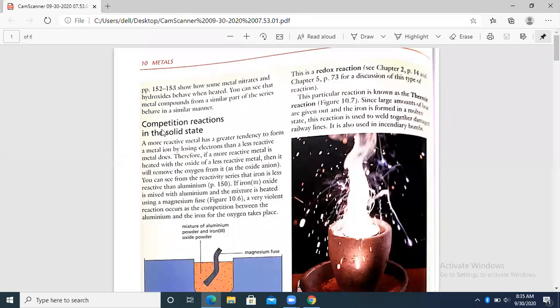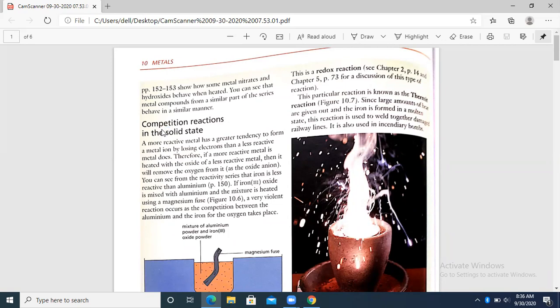Competition reaction in the solid state. Actually, in this lesson, we are studying metals. First we studied how metals react with others: metal reacts with acid, water, steam, and oxygen, which gas they will produce, and what the products will be.